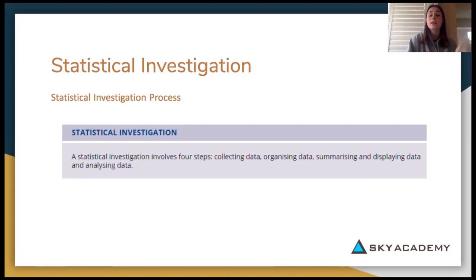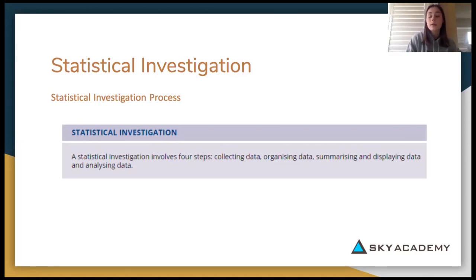So there's not much to know about statistical investigations, just that they do occur. If you're conducting an investigation regarding someone's arm span against their height, your hypothesis might be the longer the arm span is, the longer you are height-wise. So that would be my statistical investigation.